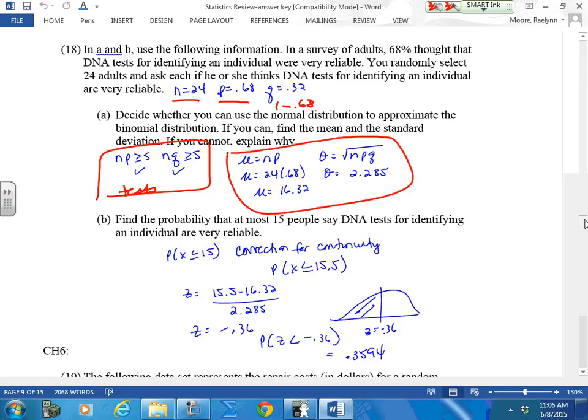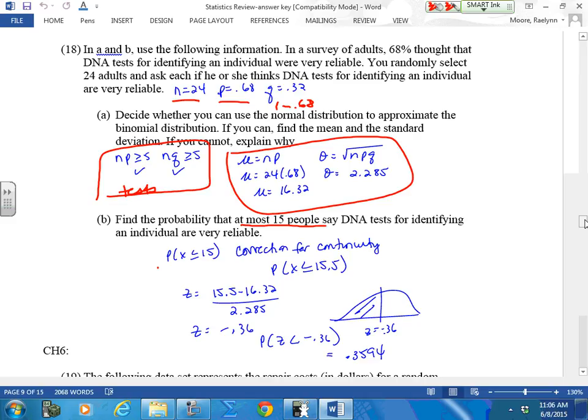I have no L1 and L2 table to put in. I know my P, I know my Q, I know my N. So I use my formulas. Now, find the probability that at most 15 people say they are reliable. First of all, at most says this is the most or less. But because I have a binomial distribution, I have to correct for continuity.